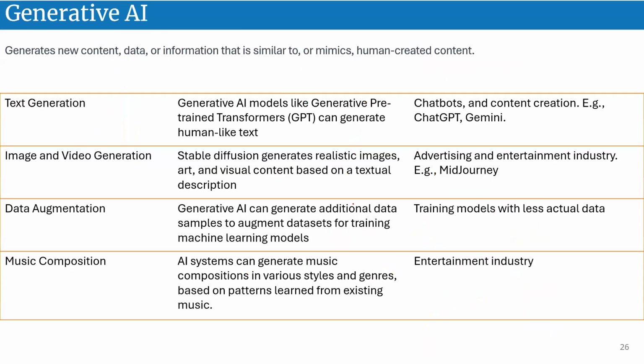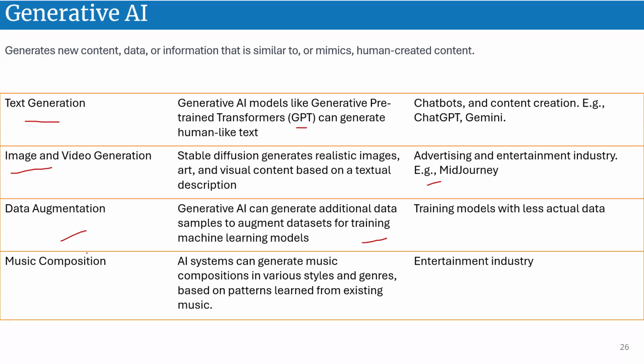If you take generative AI, so many applications are there. Text generation: generative AI models like generative pre-trained transformers, GPTs, can generate human-like text, chatbots and content creation, for example GPT, Gemini. Image and visual generation is also possible. Stable diffusion generates realistic images and visual content based on textual description, and flow matching, as I said, is a new way of generating these images. So in the advertising industry, entertainment industry, Midjourney, image and visual generation, and so on.